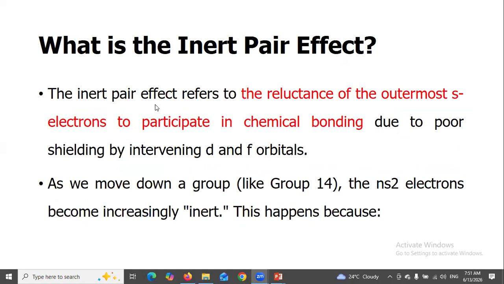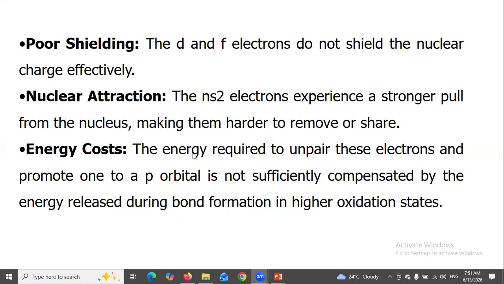The inert pair effect refers to the reluctance of the outermost s electrons to participate in chemical bonding due to poor shielding by the intervening d and f orbitals. As we move down groups 13 and 14, the ns2 electrons become increasingly inert. This happens because of poor shielding: the d and f electrons do not shield the nuclear charge effectively.